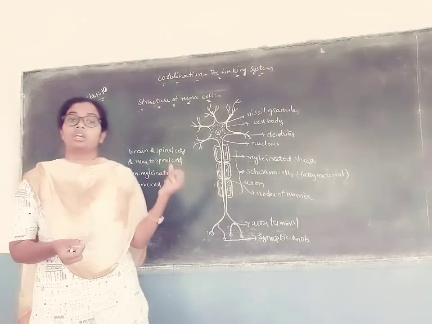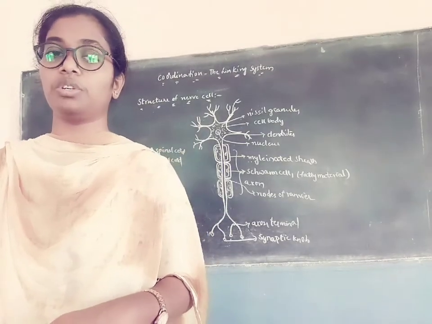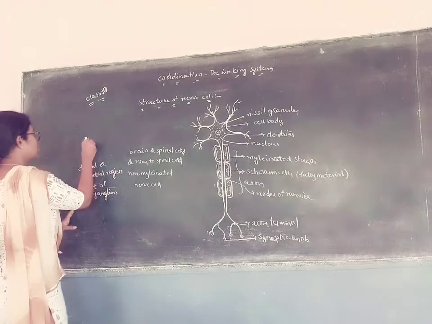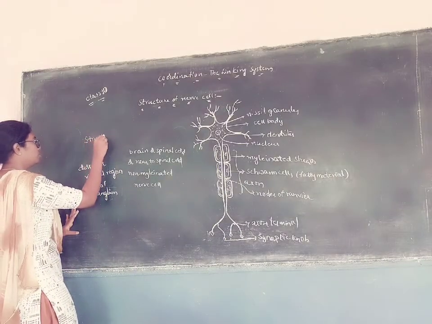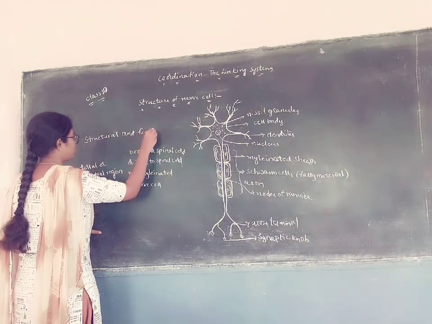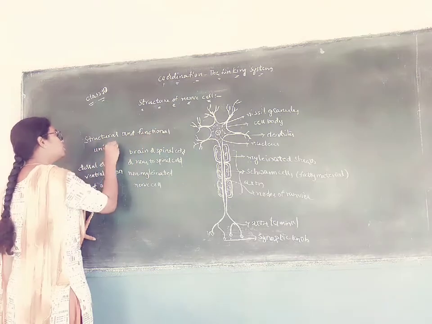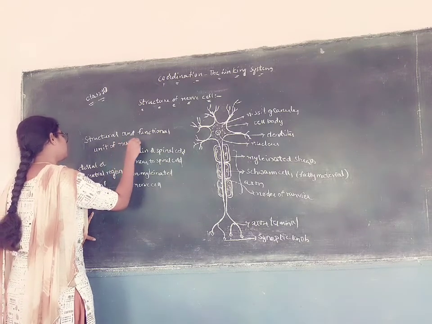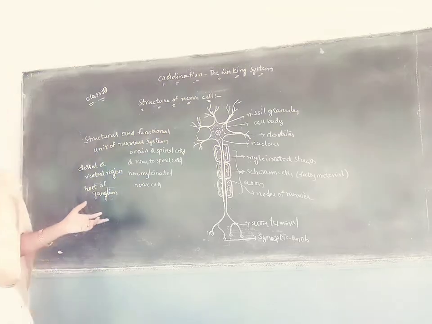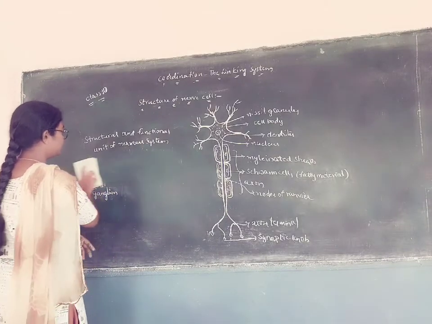We know that the nerve cell is the structural and functional unit of the nervous system. So the nerve cell is to be considered as the structural and functional unit of the nervous system.